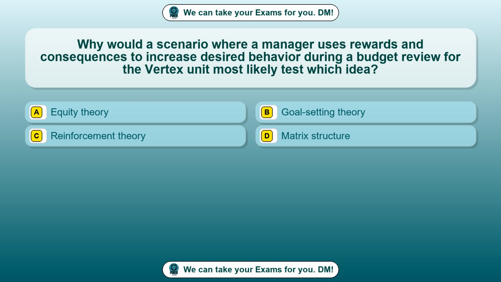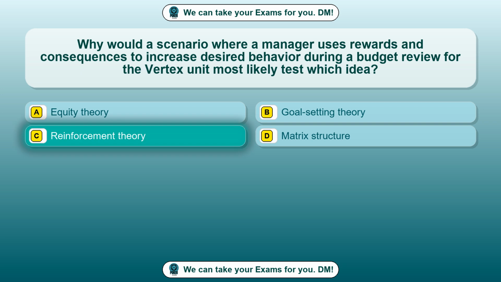Question 71. Why would a scenario where a manager uses rewards and consequences to increase desired behavior during a budget review for the Vertex unit most likely test which idea? Option A, equity theory. Option B, goal-setting theory. Option C, reinforcement theory. Option D, matrix structure. The correct answer is option C, reinforcement theory.